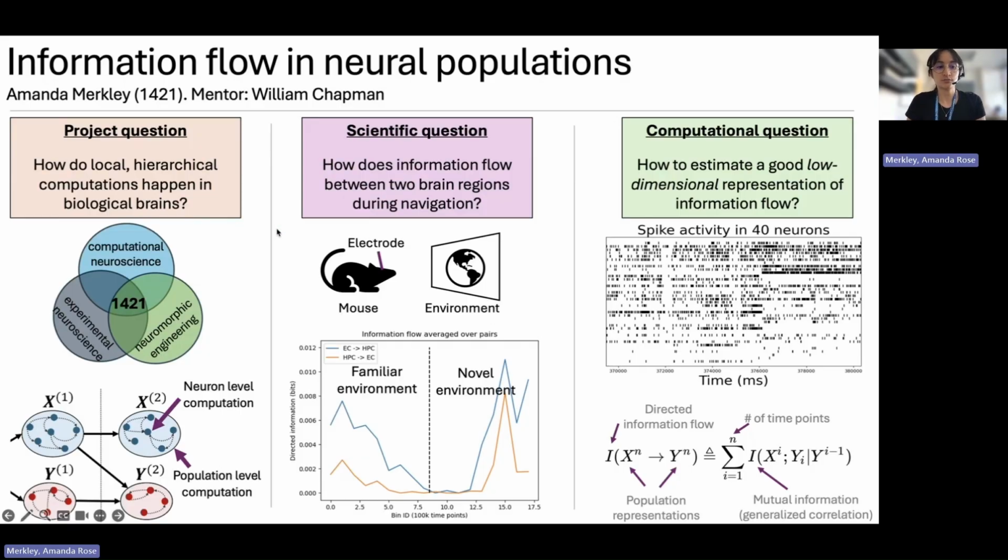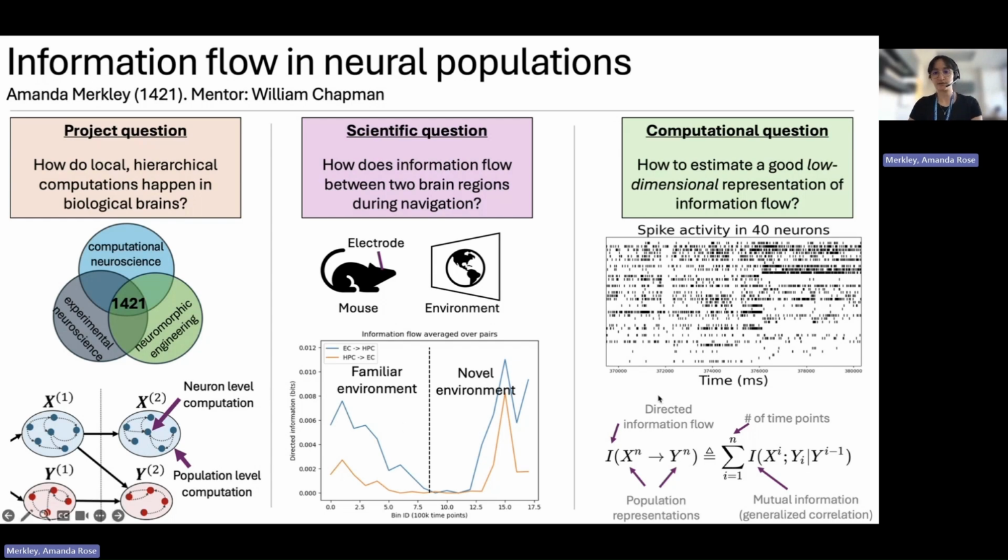So if you imagine two brain areas, X and Y, each of these are composed of multiple neurons. And in the context of this project, the two levels of computation of interest to us are the neuron level computation and the population level. So each of these blue dots is a neuron, you can think, and then the population is the whole aggregate of them together, like a brain area.